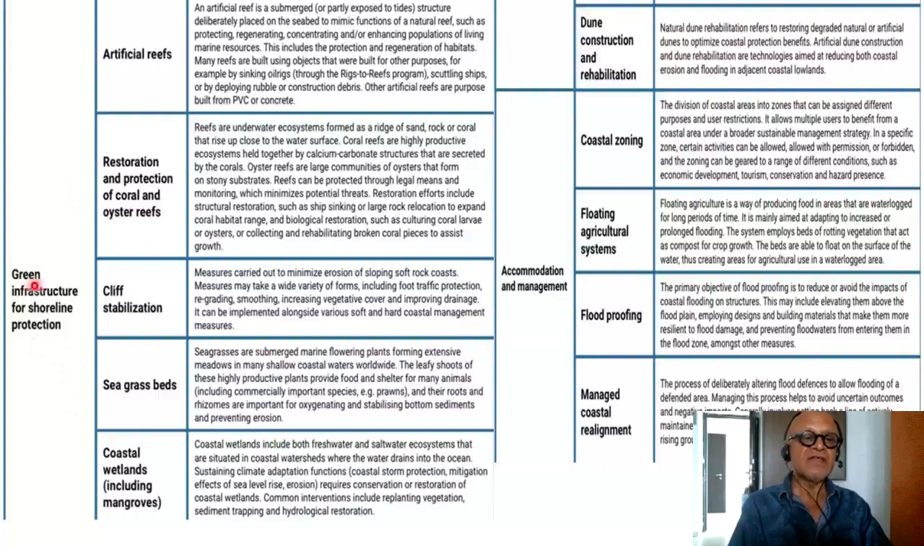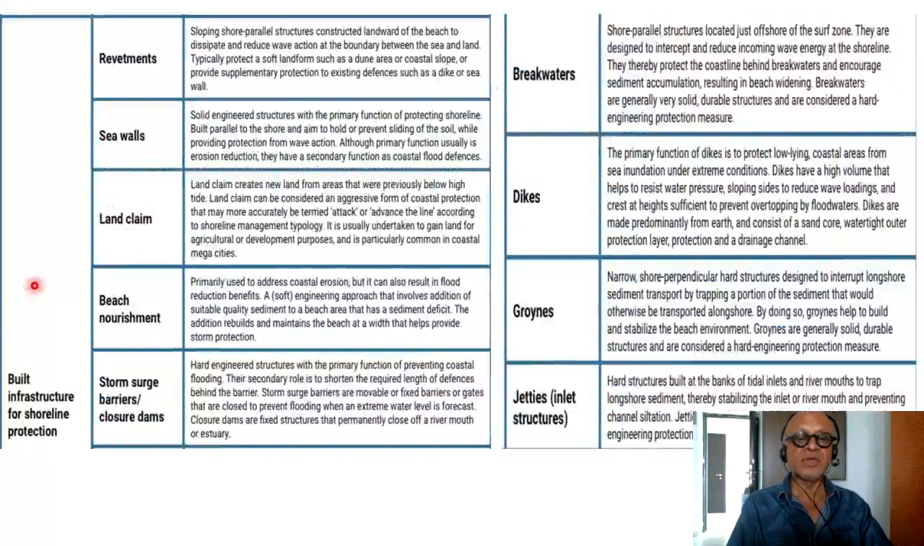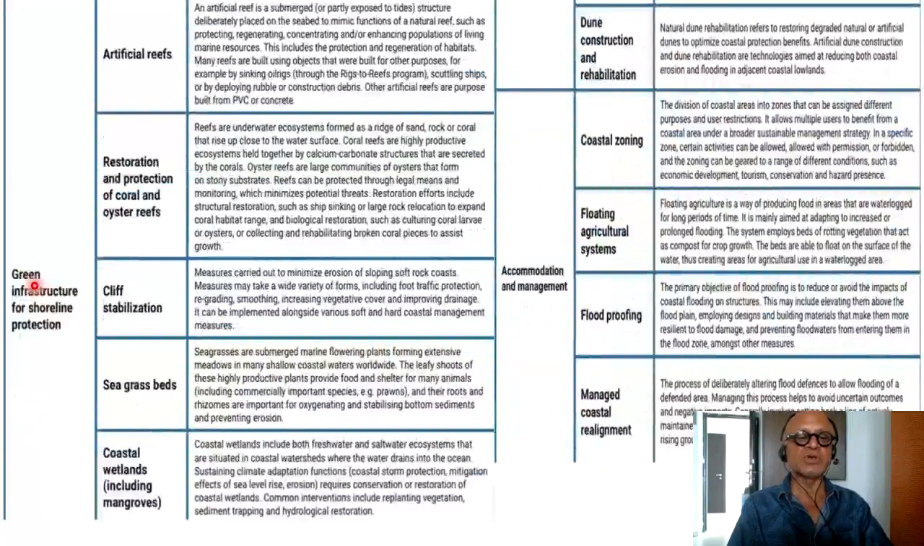So these are green infrastructure for shoreline protection. Sorry, I failed to mention that before. This was built infrastructure. These are green infrastructure, so that's how the report distinguishes them. Restoration and protection of corals and oyster reefs, cliff stabilization, seagrass beds, coastal wetlands including mangroves, and dune construction and rehabilitation. So these are the green infrastructure for shoreline protection.